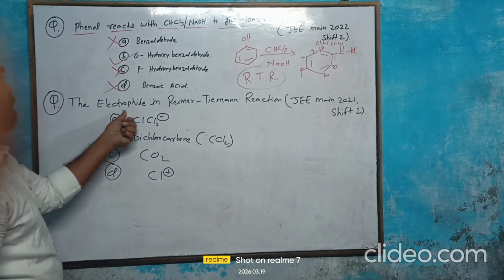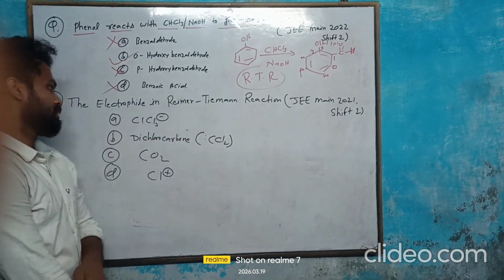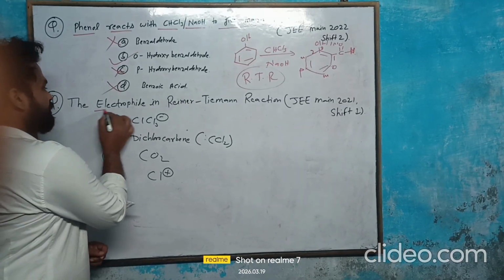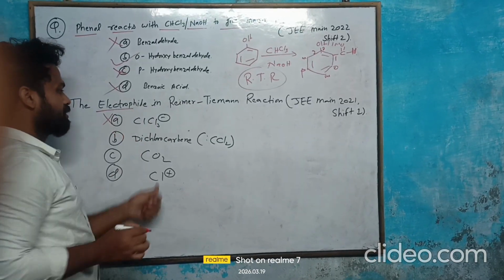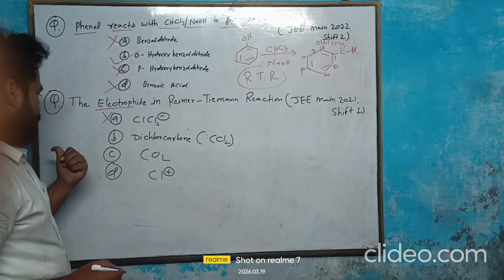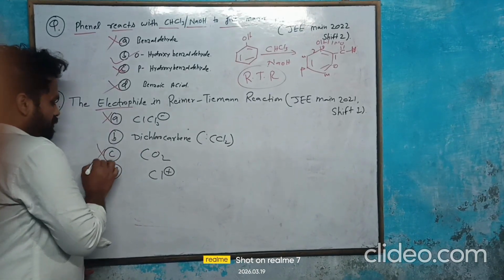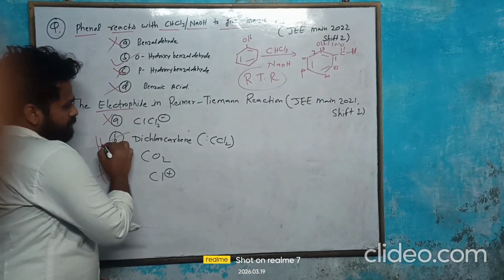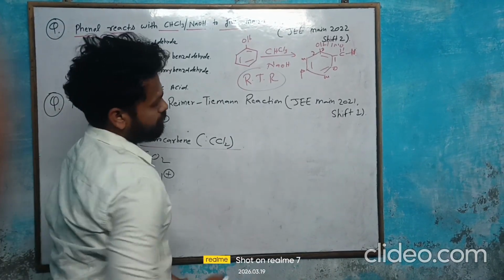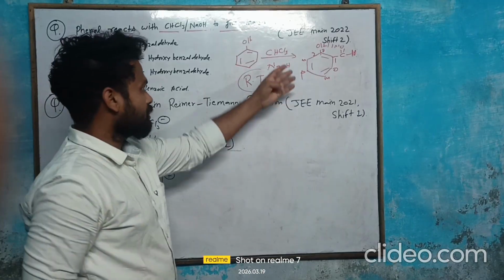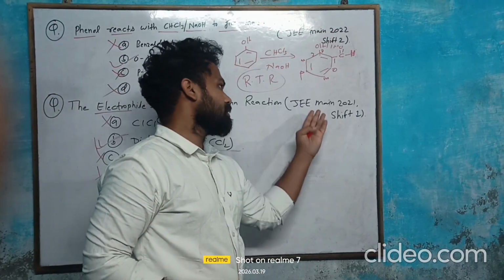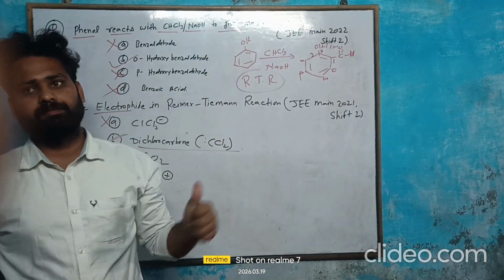The next question is, the electrophile in the Riemann-Tiemann reaction is. An electrophile is electron deficient. This can't be the answer because there is a negative charge. And in the Riemann-Tiemann reaction there is no CO2 and no Cl+. The only option is dichlorocarbene. This question was asked in JEE Main 2022 and this one was asked in JEE Main 2021.